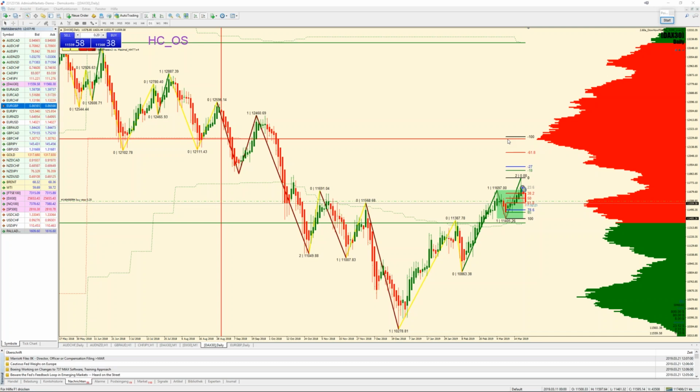Cable, you see it's tanking lower today, returned to yesterday, and a new low today. We will see, we will look at the cable right now. But let's start with the DAX.